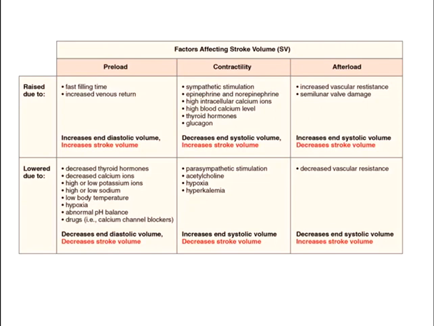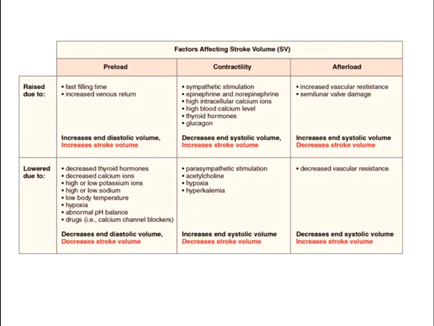With contractility, we're going to see it affecting stroke volume when the sympathetics are being released. Sympathetics are going to contribute epinephrine and norepinephrine, and that's going to increase the strength of contraction. There's going to be an increase in intracellular calcium ions. When there's high intracellular calcium, we get an increased strength of contraction, and epinephrine and norepinephrine actually help to facilitate their utilization. High blood calcium levels, so high extracellular calcium ions, also play a role in that. Your thyroid hormones and glucagon will also increase the strength of contraction, okay?